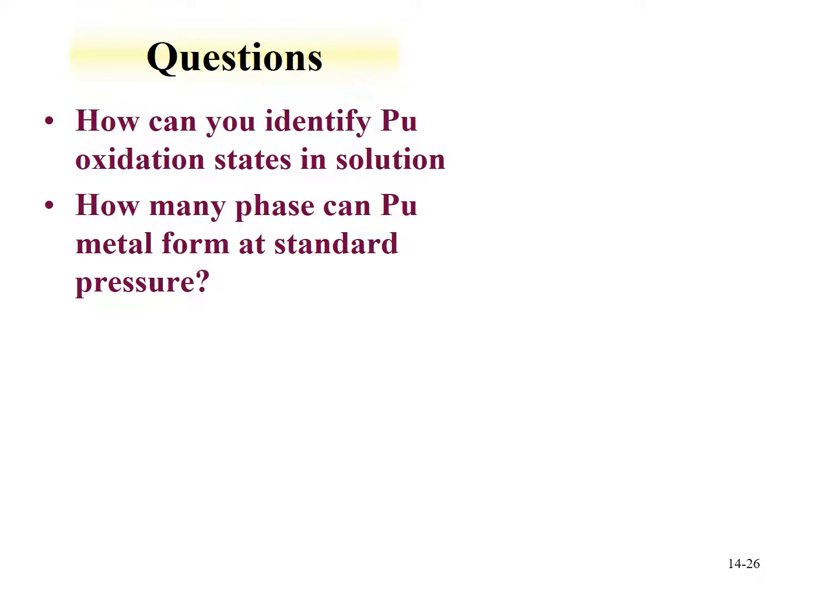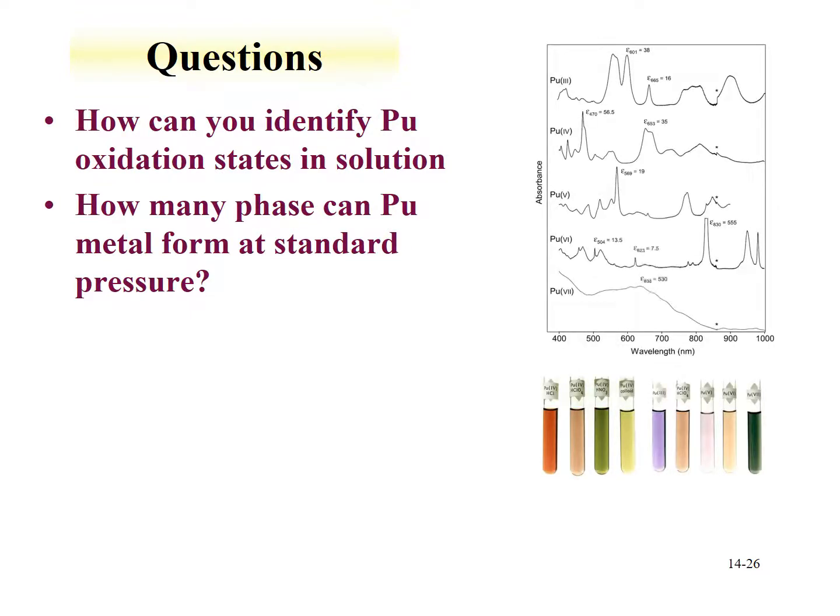Other questions that you should be able to answer based upon the lectures. Continuing with the oxidation state, how can you identify different oxidation states of plutonium? Well, as we discussed, plutonium solutions are colored. Here are the different oxidation states, 3, 4, 5, 6, 7. We see the different colors.